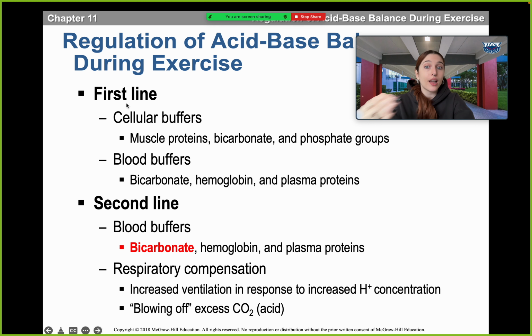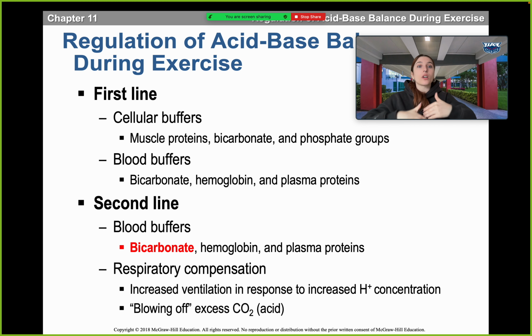Why is the first line mostly cellular buffers? Because that's where the metabolism is happening, okay? That's where the acidity and all of that stuff is happening. So first line, we've got our cellular buffers, then our blood buffers, some bicarbonate kicks in. Second line, this is when we're really dealing with the acidity now.